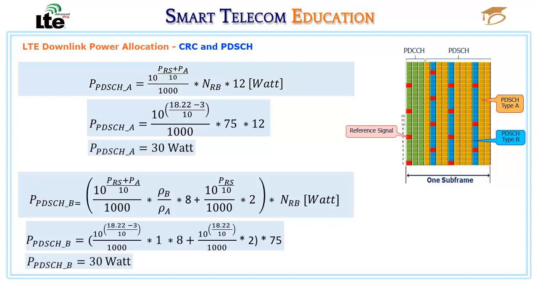The formula of PDSCH type A is the power of the resource element type A, which is 12 subcarriers per RB. The formula of PDSCH type B is the power of the resource element type B, which is 8, and the power of two reference signals.